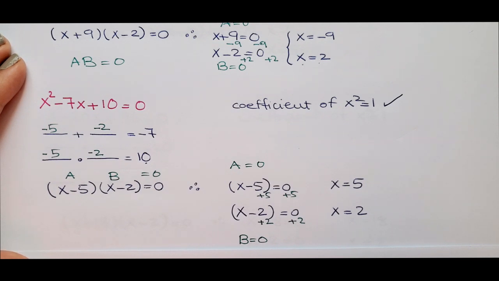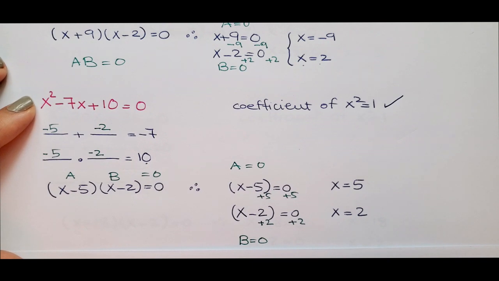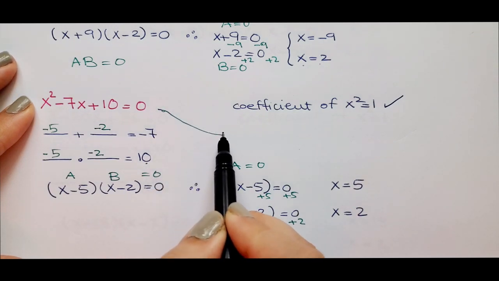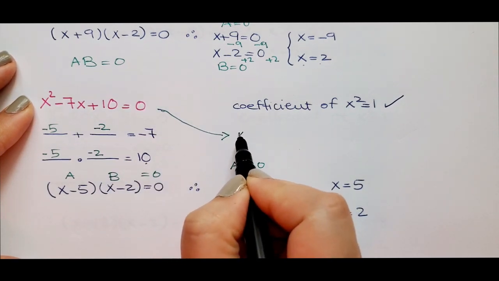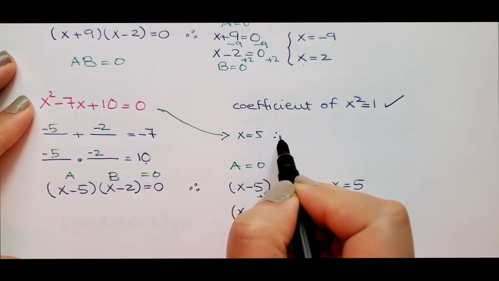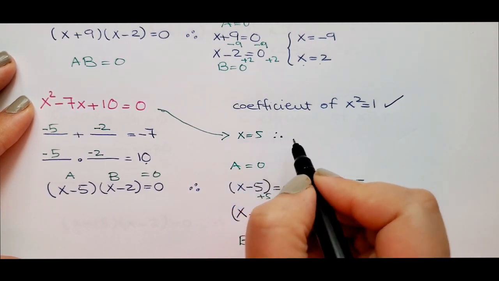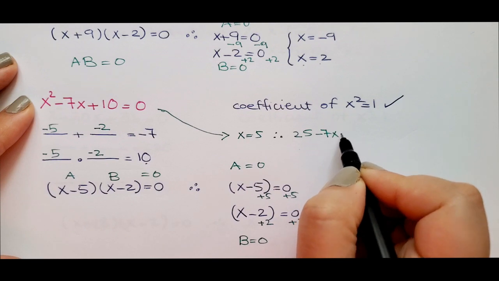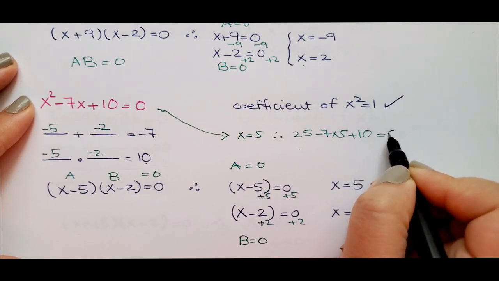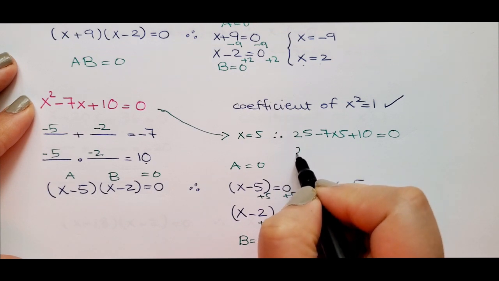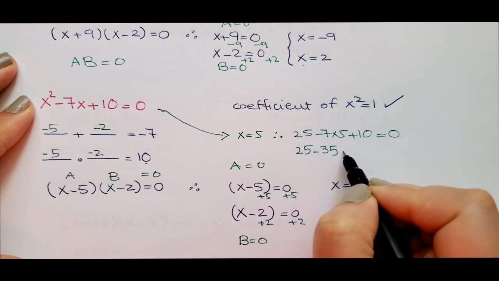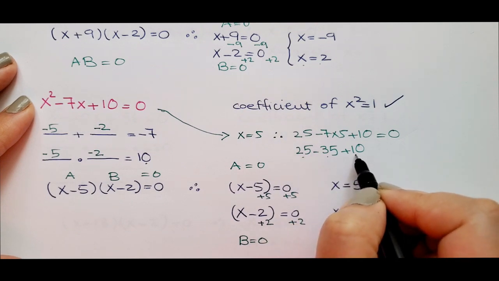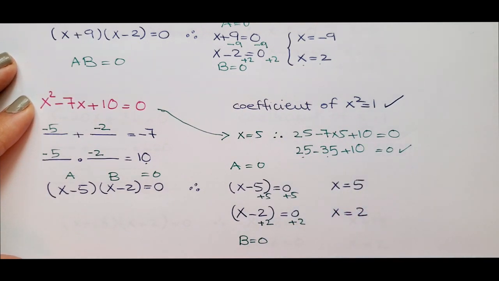So once more, the roots for this quadratic equation are 2 and 5. Okay, let's check the answer. Here, I will substitute x equals 5 in the equation and make sure it will satisfy the equation. So 5 to the power 2 is 25, minus 7 times 5, plus 10 should be equal to 0. Let's see if that's the case. So 25 minus 35 plus 10. That would be negative 10 plus 10, it's 0. So that means we are on the right track and the roots are correct.